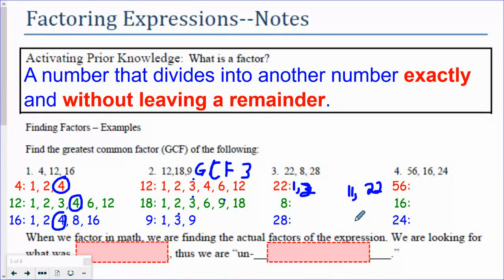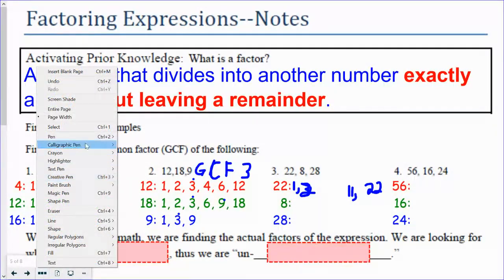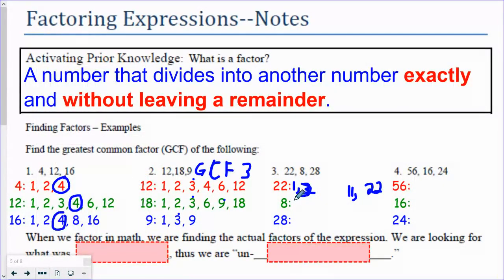So let's now go to 8. Okay, so 8, what numbers could we use to go into 8? Okay, well, we know obviously 1 and 8. It's an even number, so 2 and then 4.